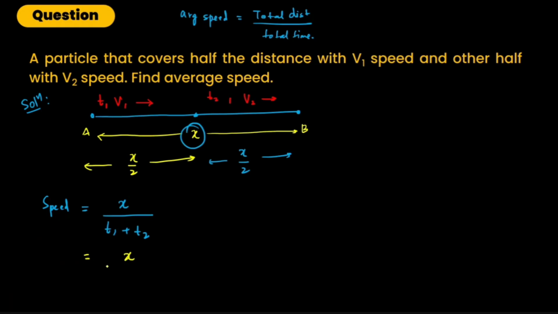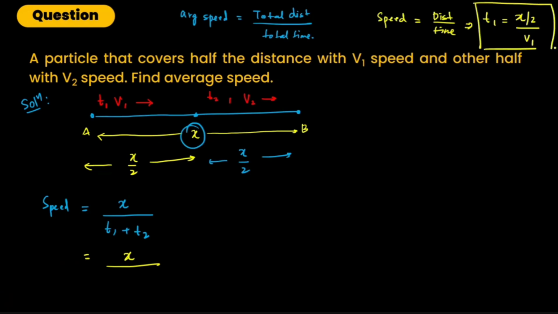So it should be x by t1. So what can we write for t1? Again, by using the same relation we used in the previous question, speed is nothing but distance upon time. So here again, time is going to be distance, that is x by 2, by speed, that is v1. Are you getting it now? Because it covered half the distance x by 2 with speed v1. Similarly, for the next t2 time, what can we write? x by 2 divided by v2.